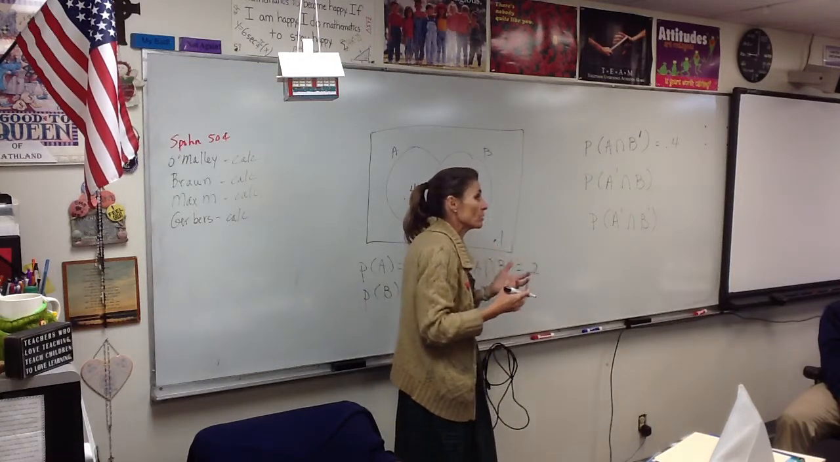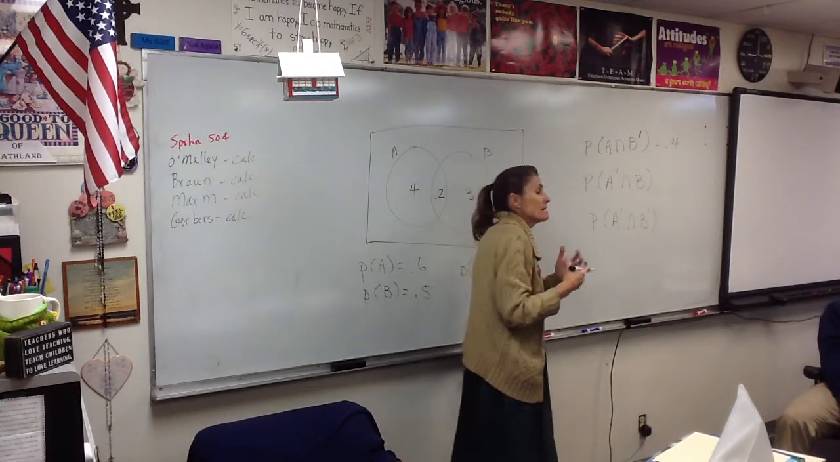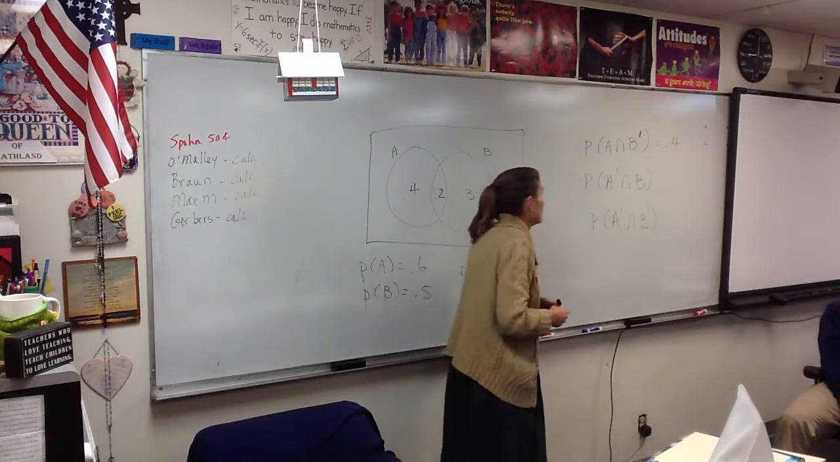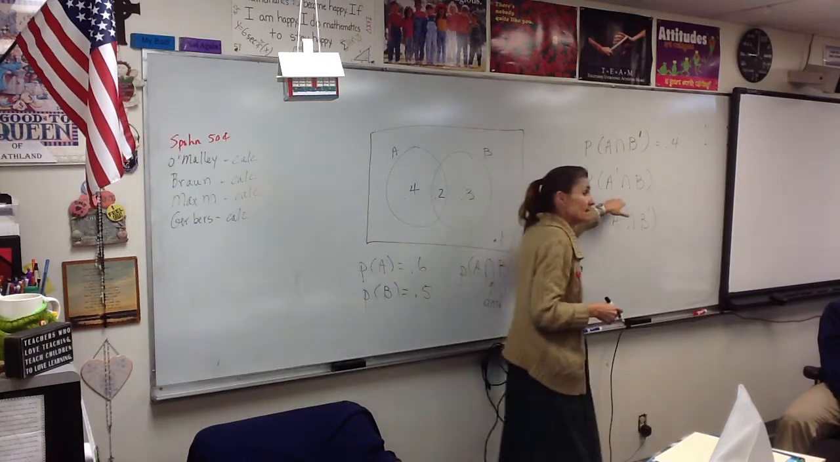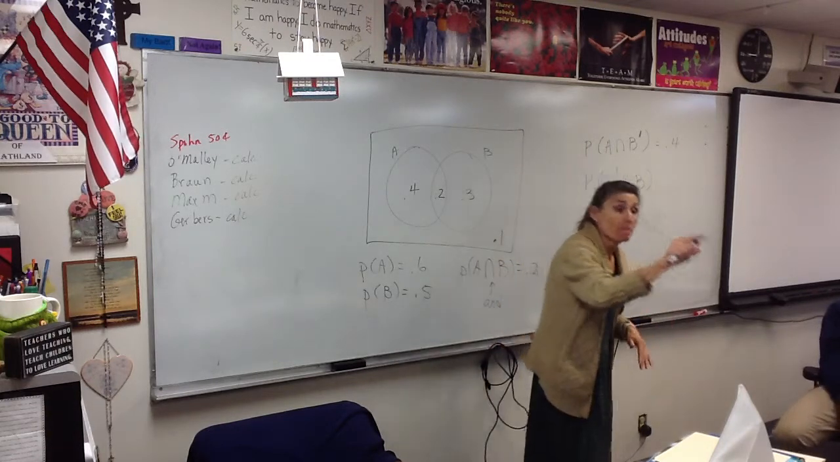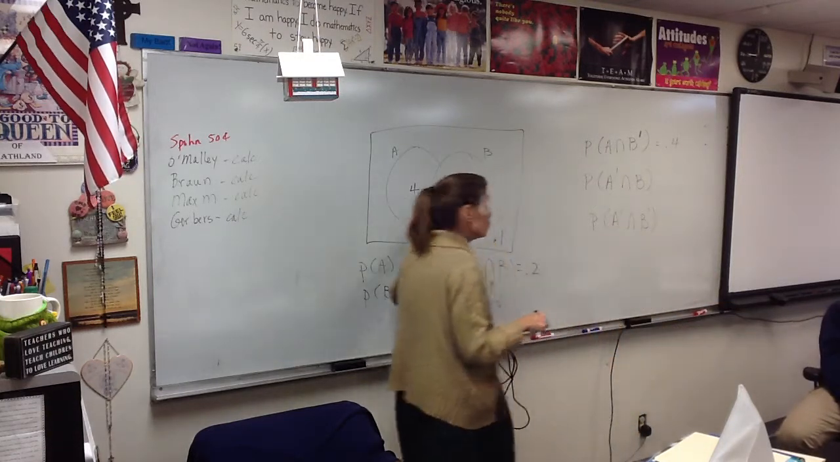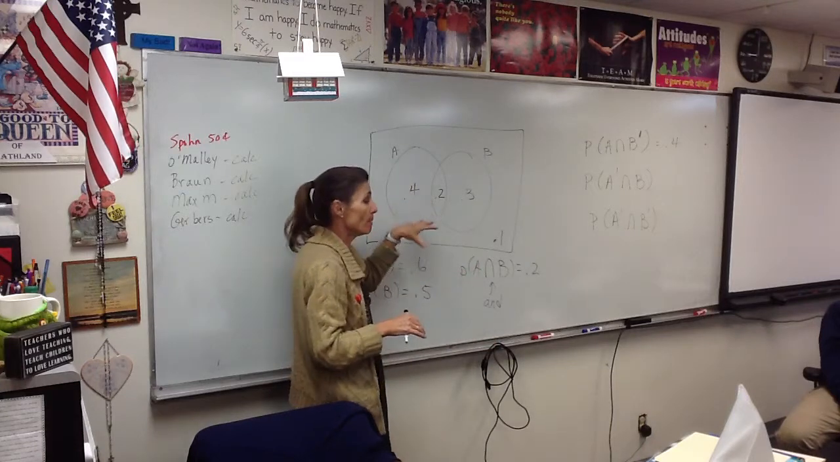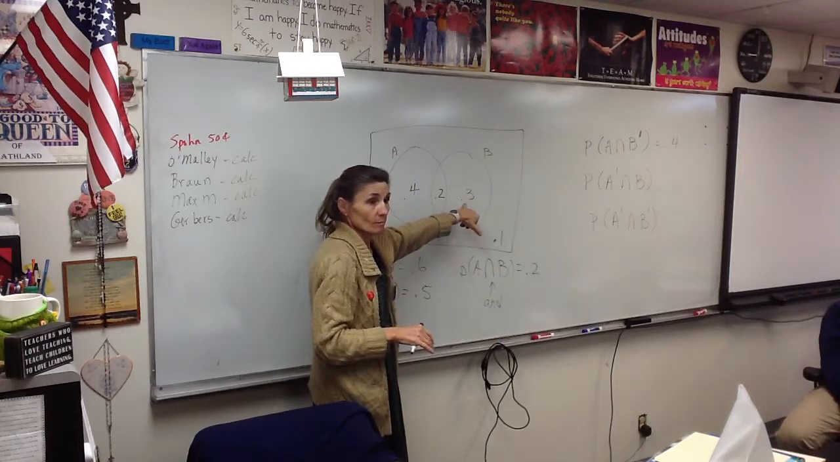The actual mathematical word for it is complement. It means not B. All right, now what's this? This is the people that aren't in A, but they're in B. So who is not in A, but in B? 0.3?